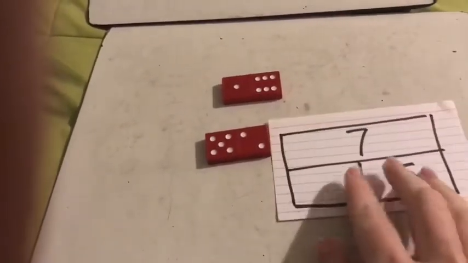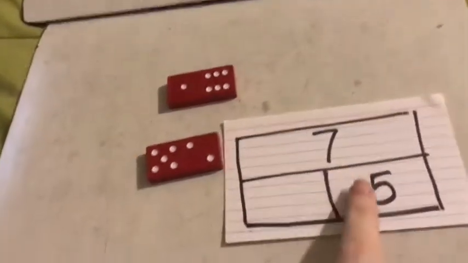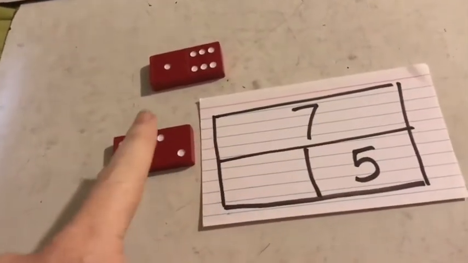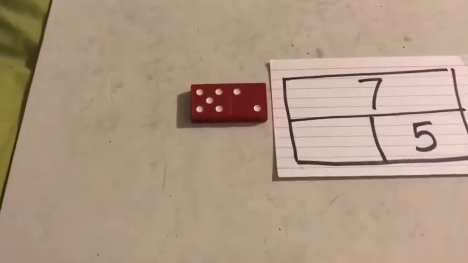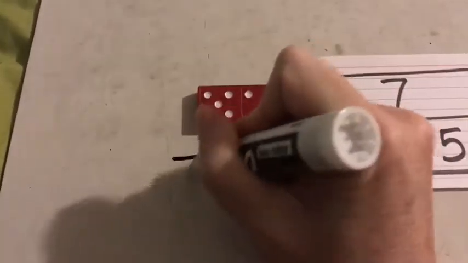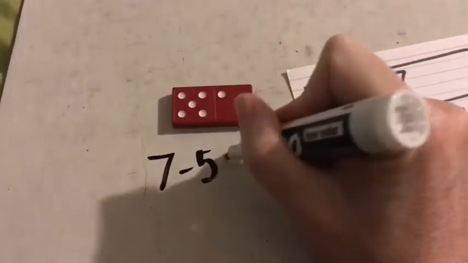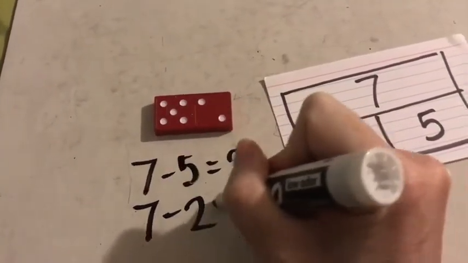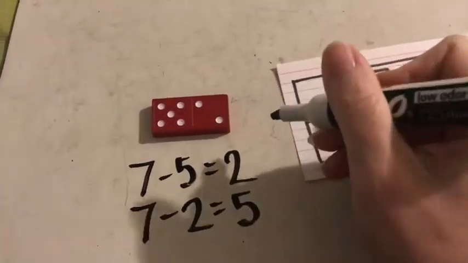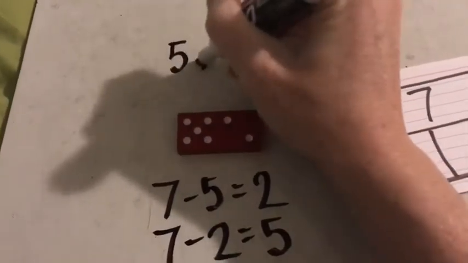Okay? This domino matches this organizer here. So the whole is 7. The part that I saw was 5, and the other part must be 2. This domino also matches number sentences: 7 minus 5 would be 2. You could also see this as 7 minus 2 would be 5. You could also see this as 5 and 2.